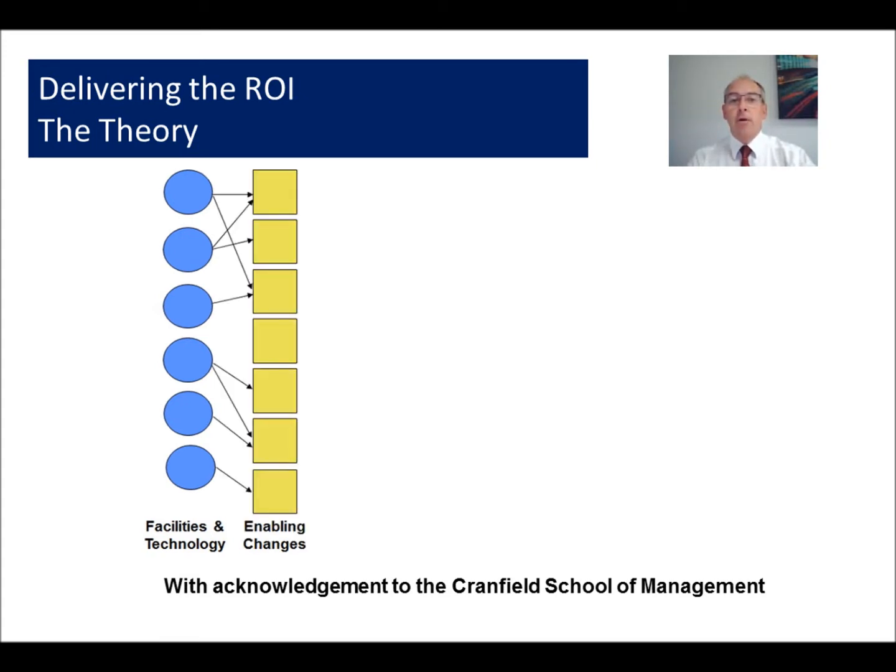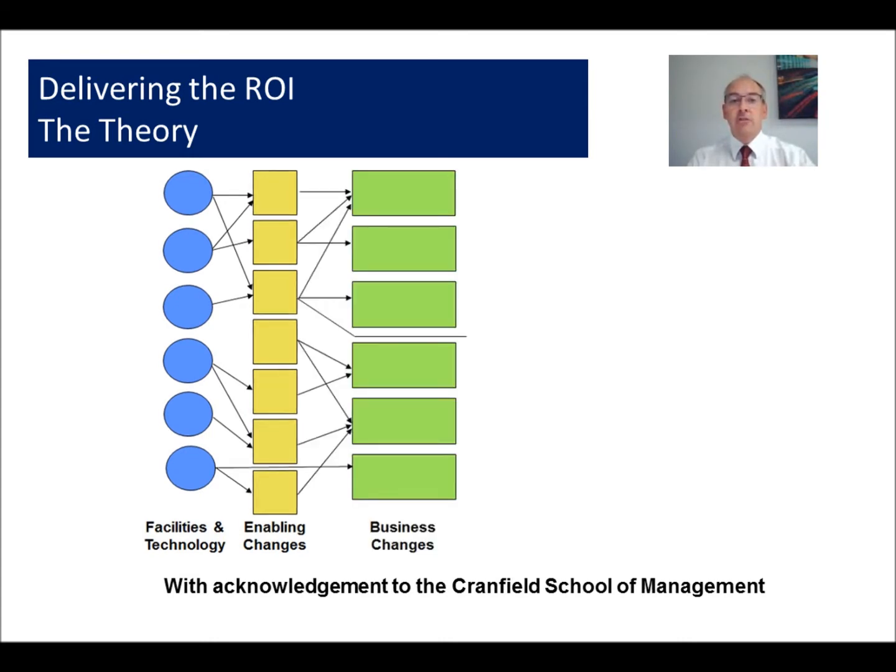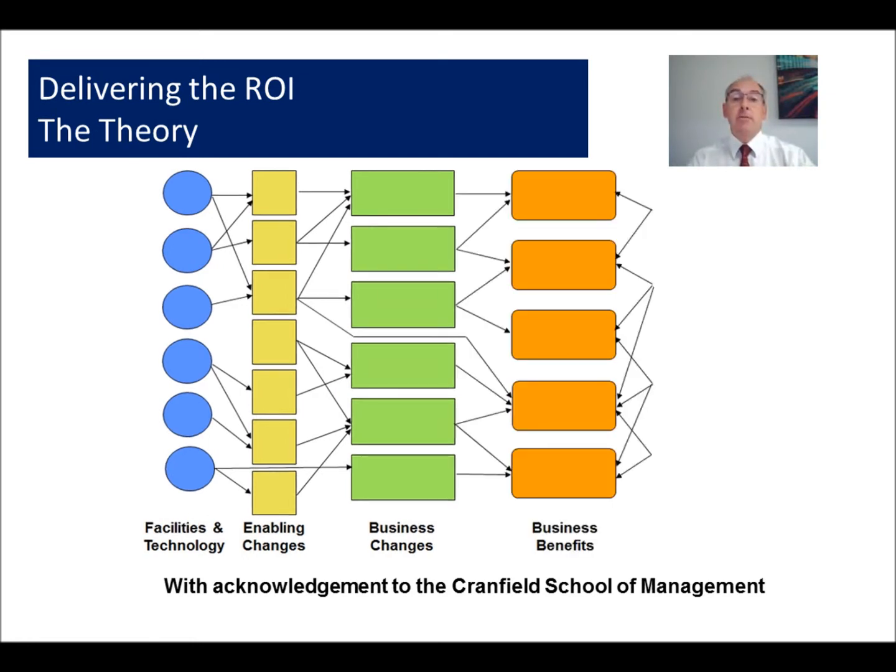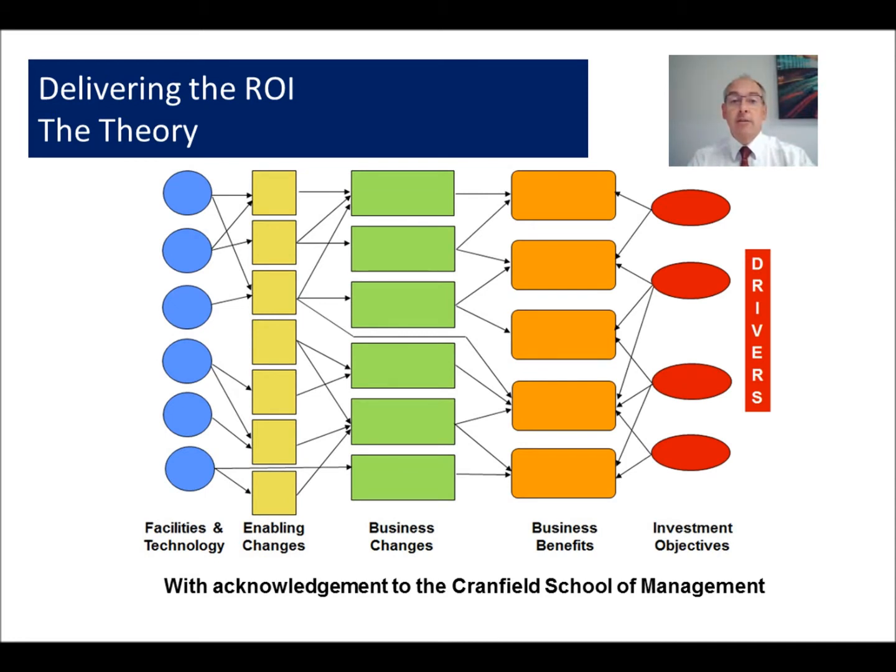From that we have a look at the enabling changes that we're going to deliver through the software features. Now they will deliver business changes into the organisation, and it's from these business changes that we get business benefits. And we should therefore be able to show that those business benefits link to our investment objectives. So on the left we have facilities and technology, we have enabling changes which lead to business changes. They therefore give us business benefits which should then link through to our investment objective.